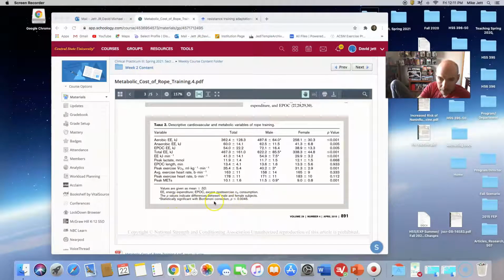So statistical significance is achieved at a level greater than 0.0045. So anything higher than that number is statistically significant. So like this one is, but this one is not, okay? So that's probably why some of the variables were not reported on, because they did not achieve statistical significance.